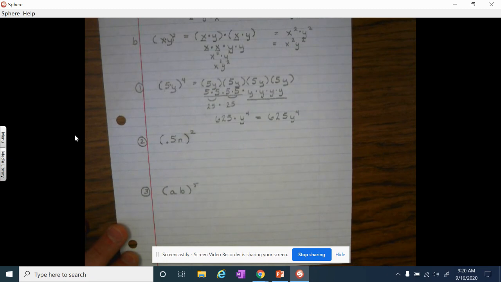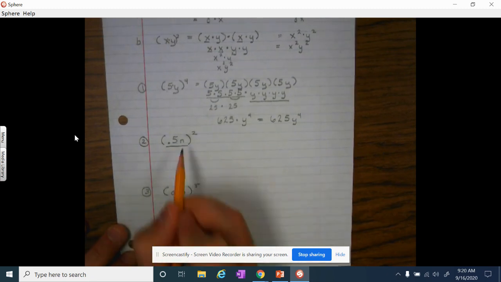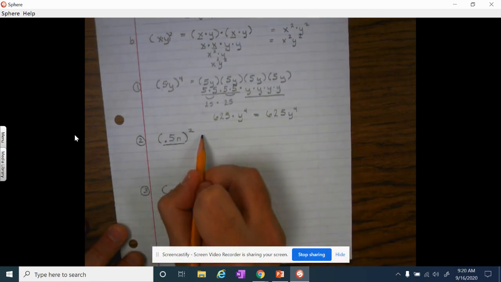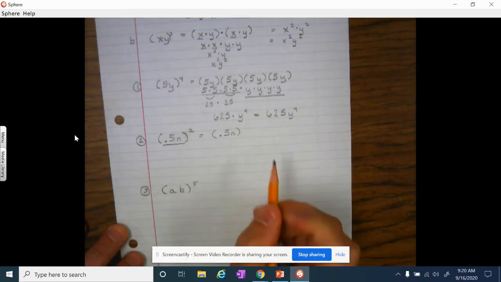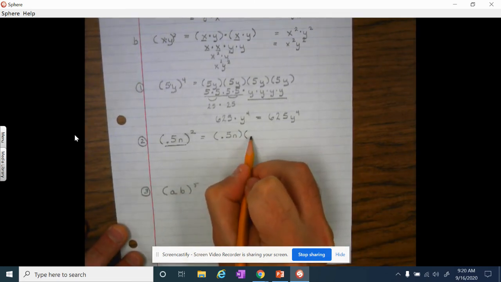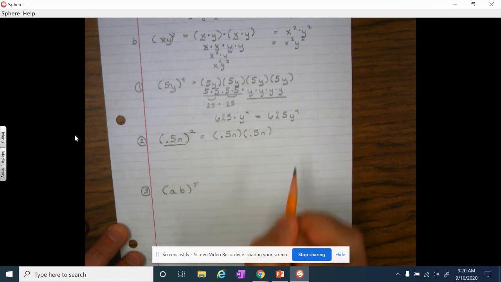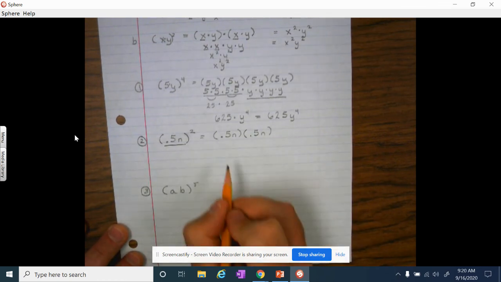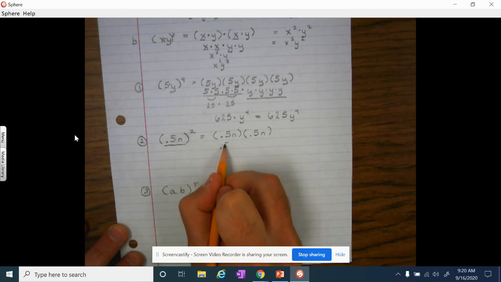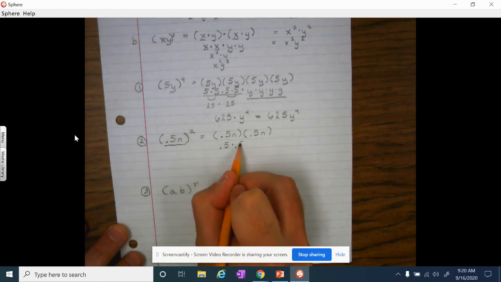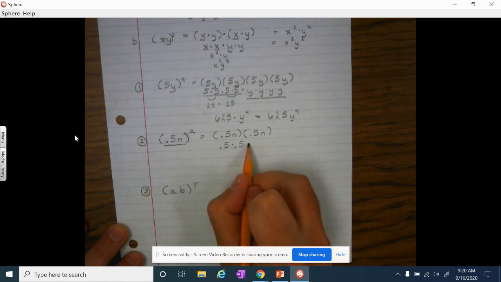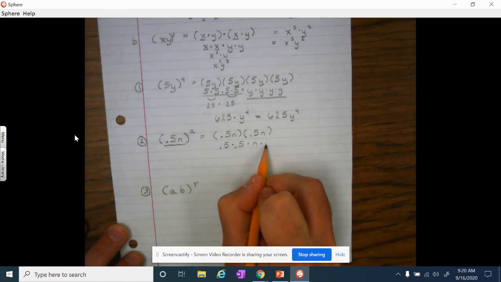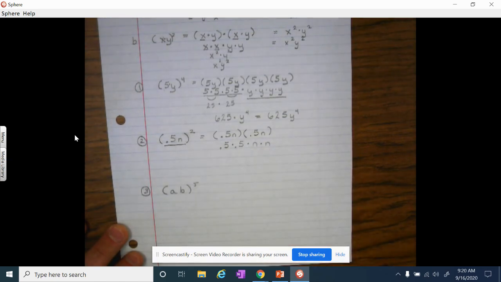For number 2, I have 2 of those. I have 2 of 0.5 times n's. So I'm going to regroup. And so I know that I have 0.5 times 0.5. Those are my numbers. And then my variables, I'm going to group those together as well. And I have, I'm sorry, n times n.